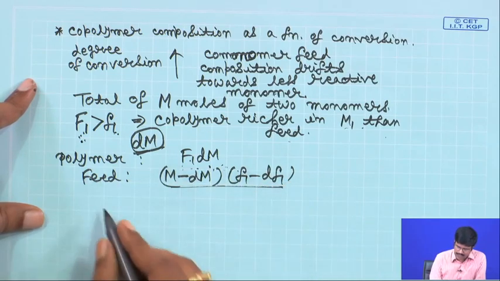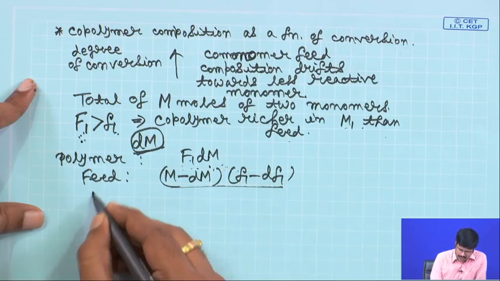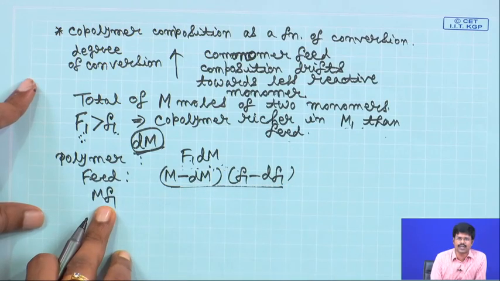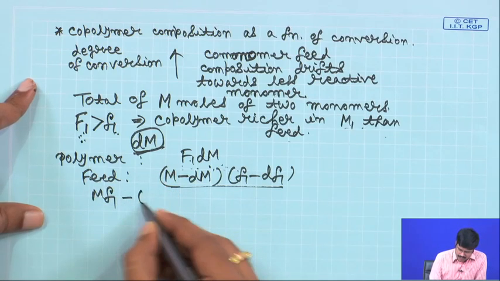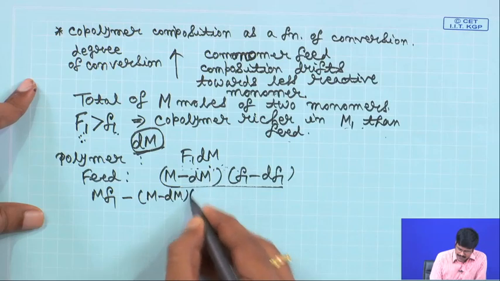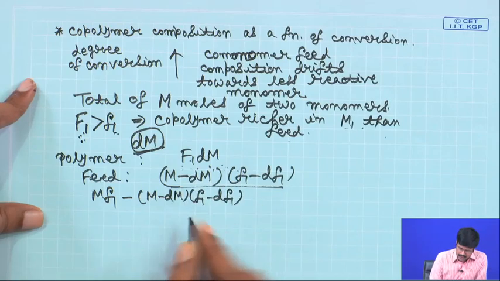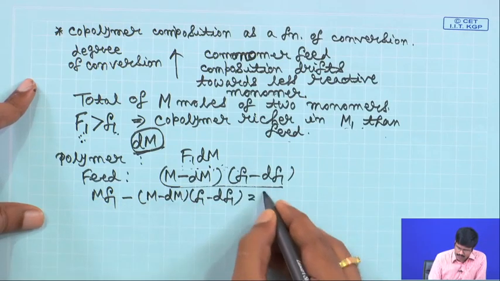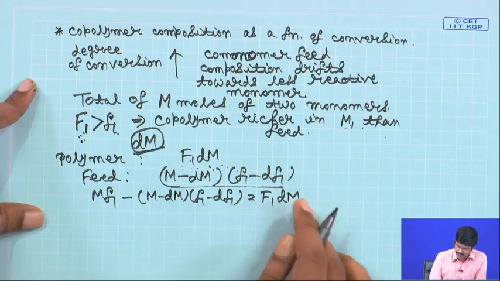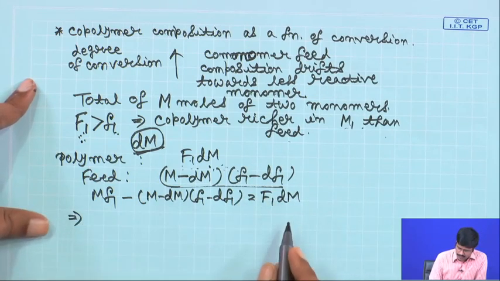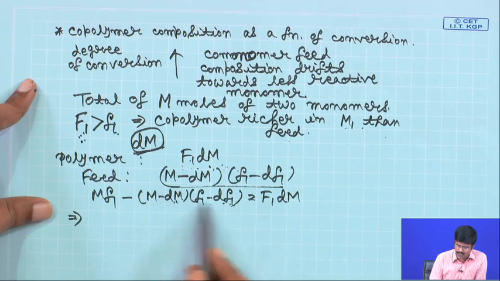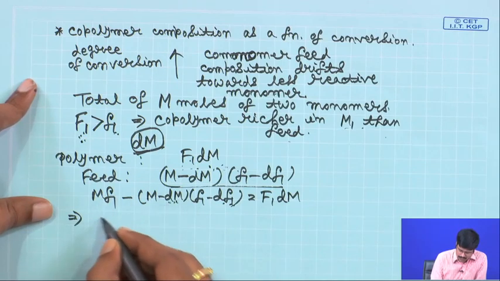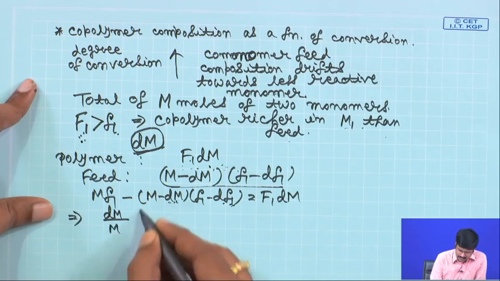So, if you do a material balance, then mf1 was the number of moles to start with for monomer 1 in the co-monomer feed, and now you have this many number of moles present in the co-monomer feed. So, this subtraction will be equal to the number of moles of the monomer present in the copolymer. If you elaborate this, the dm df1 term will be cancelled, because these are two small terms, and then ultimately if you rearrange you will get something like this.